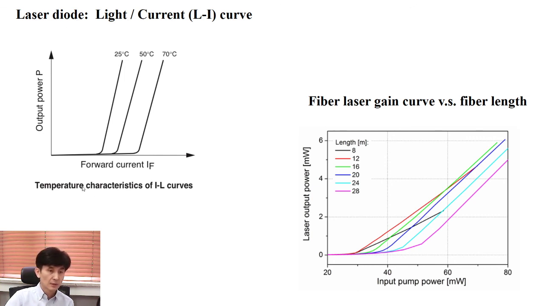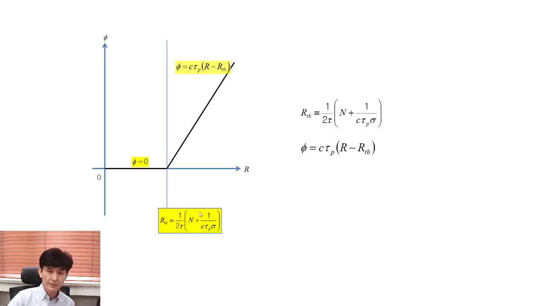Laser diode, forward current. Laser diode pumping is defined by the forward current. So this is R, the pumping rate, and the output power is like this. It depends on temperature. This is a specific curve for a specific laser diode. At 25 degrees we have this threshold current like here, and we have this ratio, and as temperature becomes higher, the threshold current becomes much larger, and the slope is a little bit decreased here.